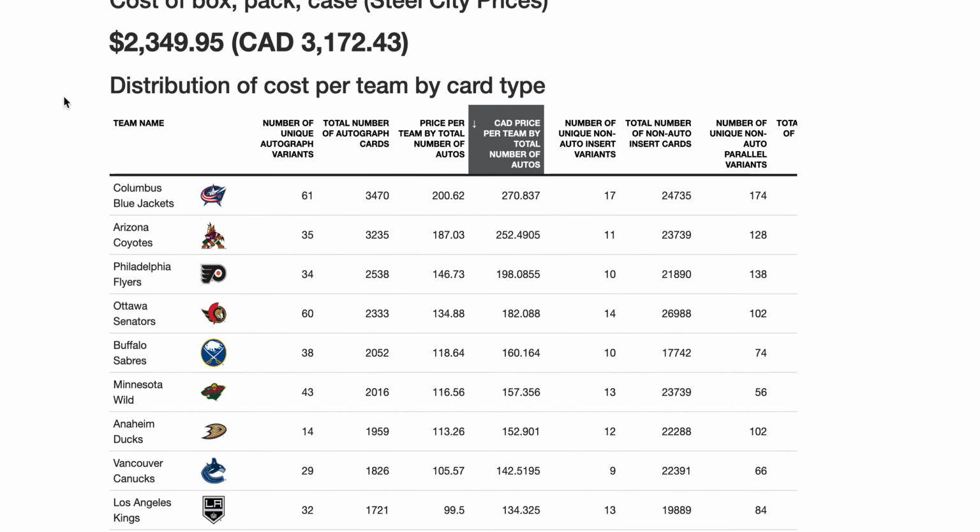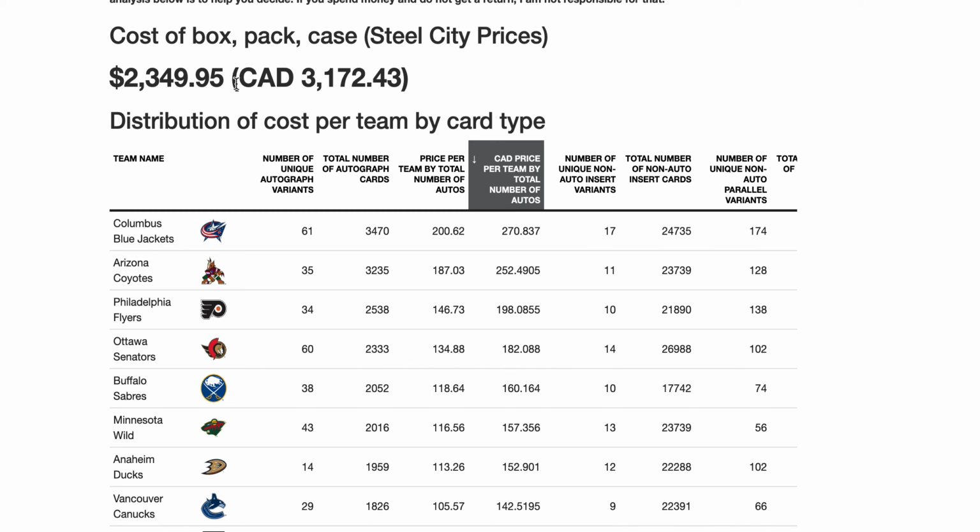So $23.49 is the price of this case at Steel City. The reason why I give that price is because I think that's a good cushion for breakers. They get the case a little cheaper than that, then they maybe price it up a little to make some profit.